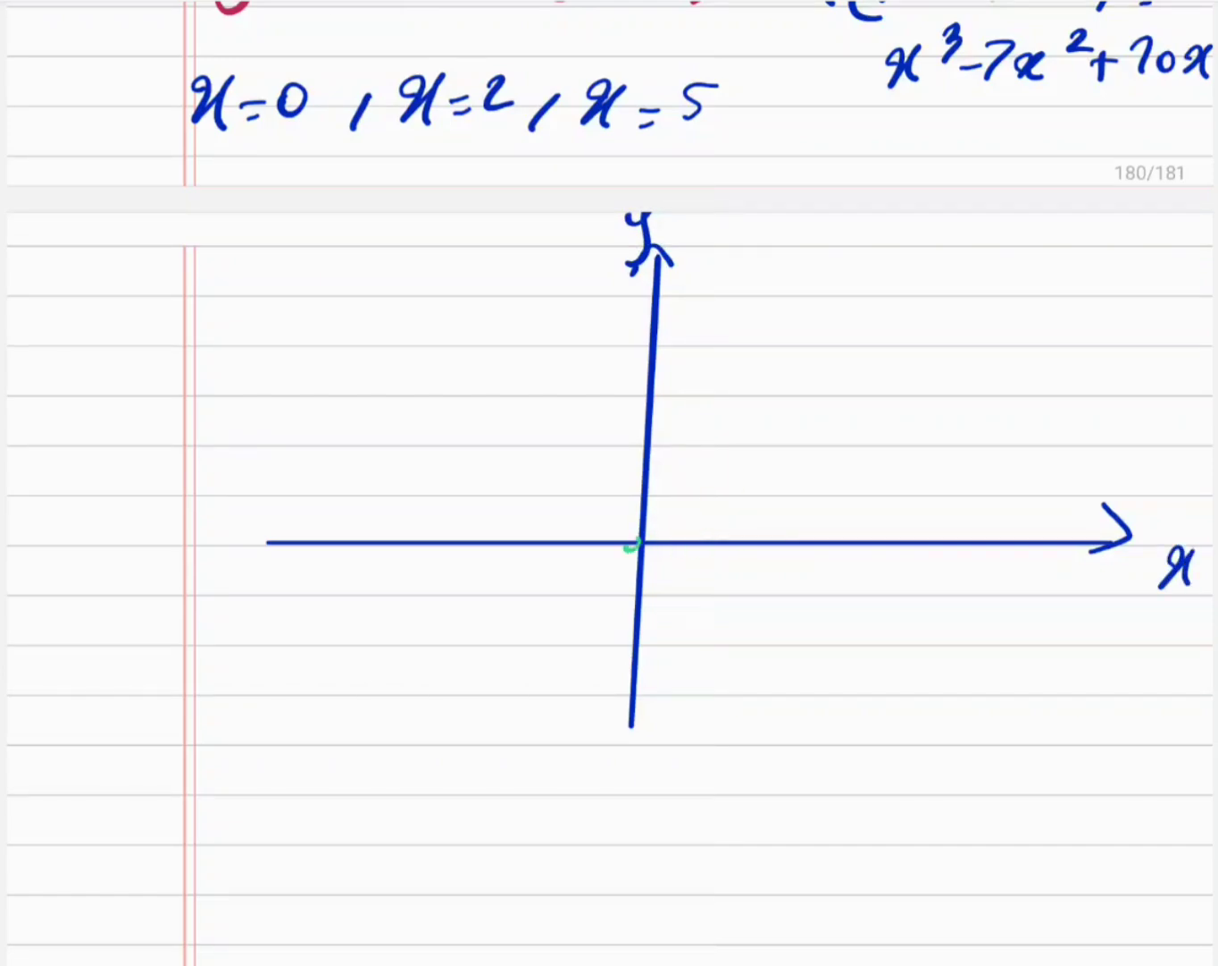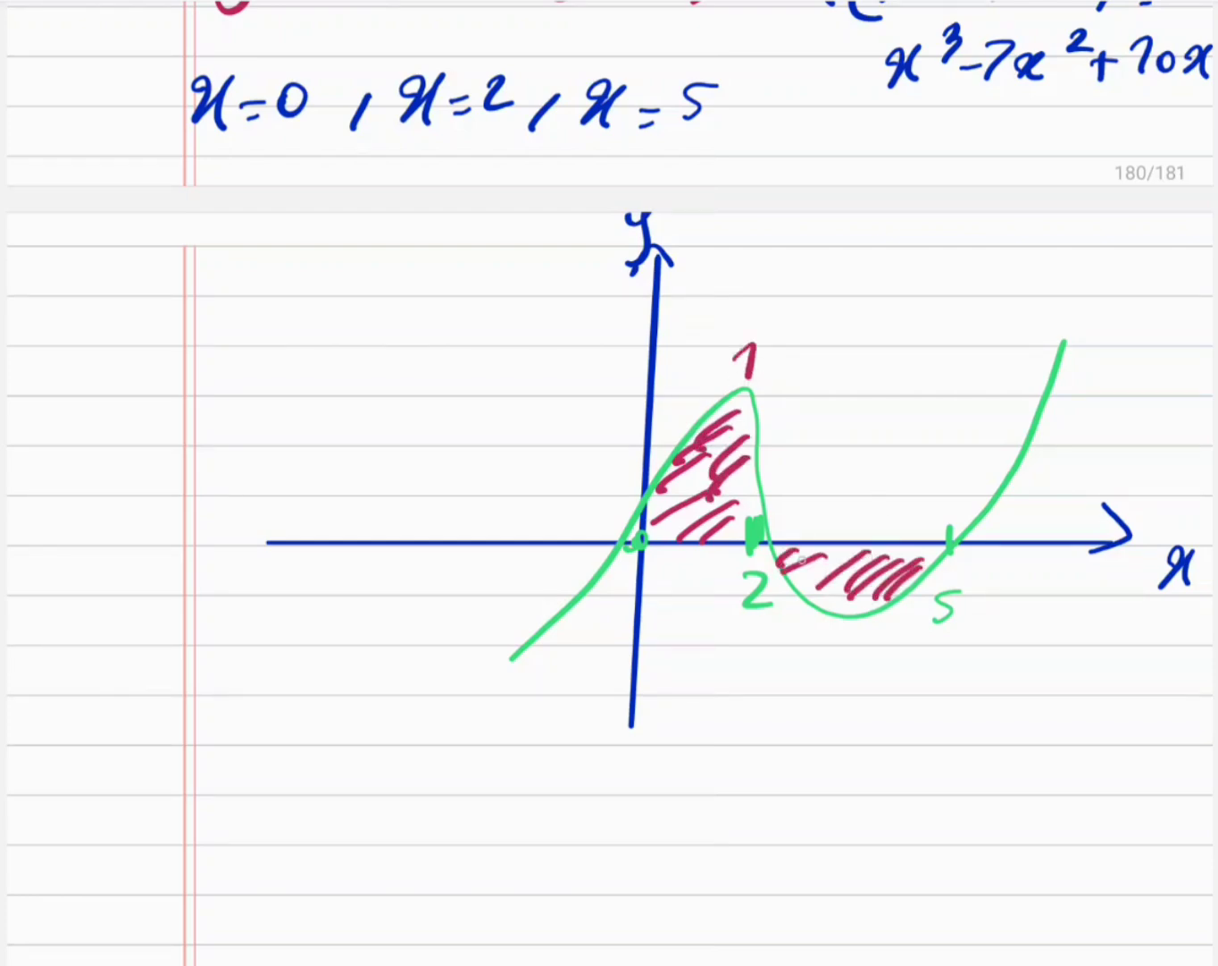Okay, in terms of the sketch, for the graph, these are the values. We have 0, 2, and 5. And again, it's a positive cubic. So yeah, something like this. It's not very accurate, but you get the idea. Again, there are two regions. So let's say this is the first region that we want to find the area of, and also this is the second region. Again, we should be careful with the second region because that's below the x-axis.